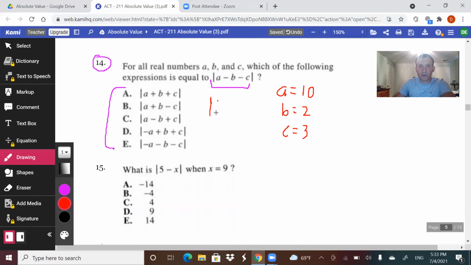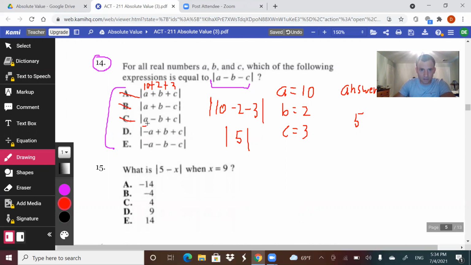So if we look at this, we have 10 minus 2 minus 3. We have the absolute value of positive 5, and the absolute value of positive 5 is 5. So with these inputs, we get an answer of 5. Let's play around with this. 10 plus 2 plus 3, absolute value is 15. A doesn't match. 10 plus 2 is 12, minus 3 is 9. Absolute value of 9 doesn't match. 10 minus 2 is 8, plus 3 is 11. Absolute value of 11 doesn't match.